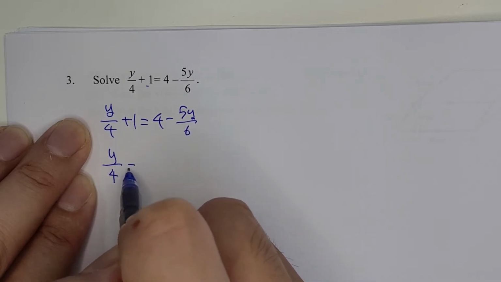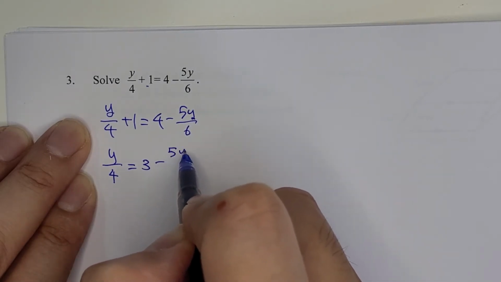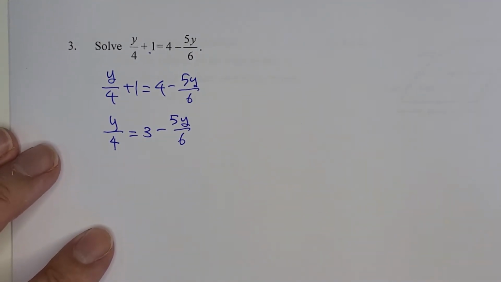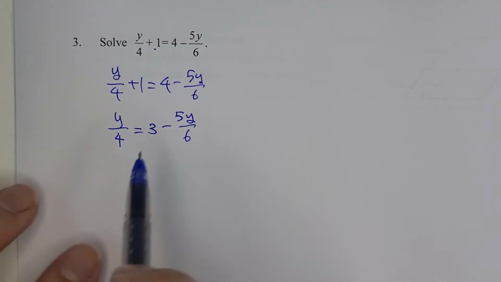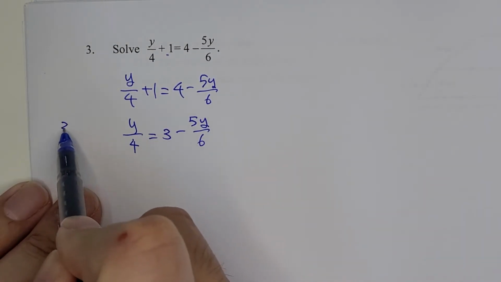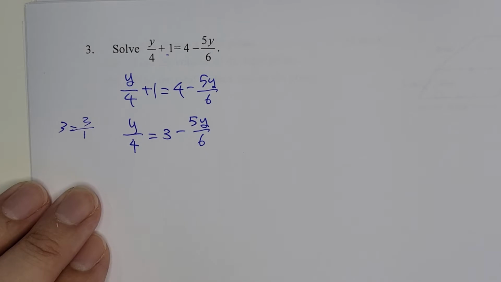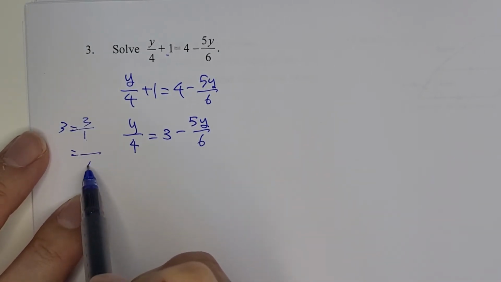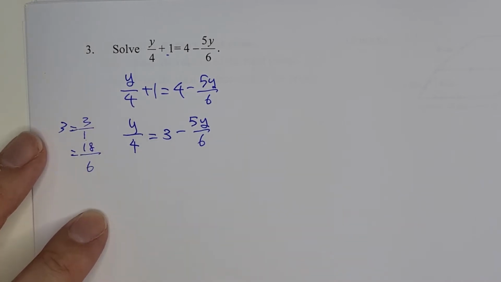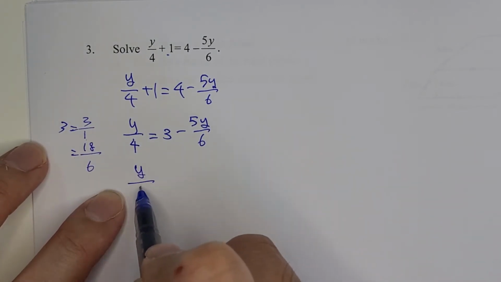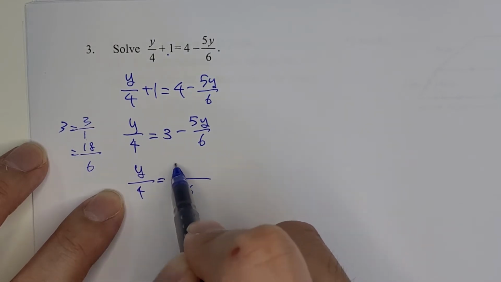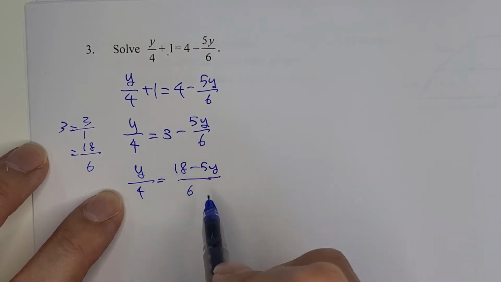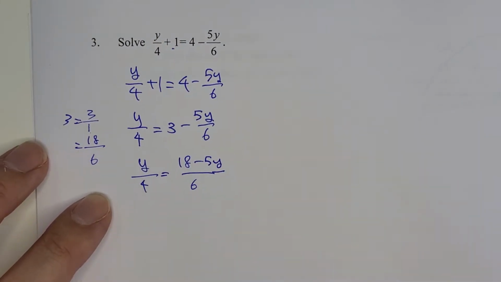Y over 4 equals 3 minus 5y over 6. That's what I would do. Okay, and the second step I will present is, because look at this 3, actually that is equal to 3 over 1, right? So when I change the denominator to 6, I can change it to 18 over 6. Therefore I will do something like this: 18 minus 5y in the numerator and 6 in the denominator. That's what I would do.